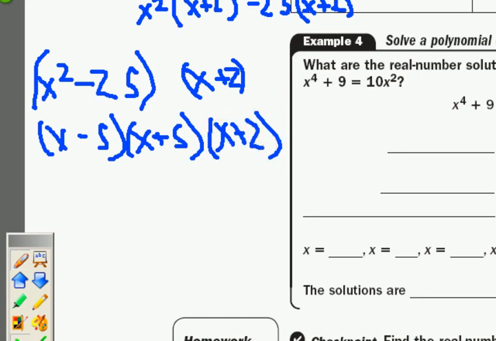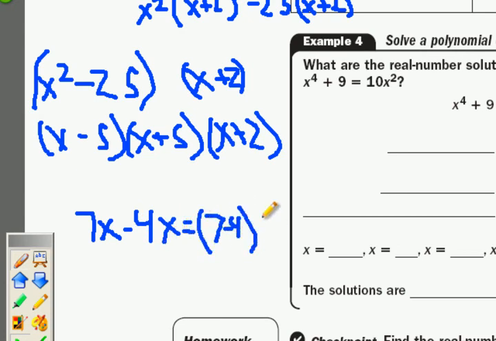What they're doing here is no different than if they were to say 7x minus 4x is the same as 7 minus 4 times x. It's that same concept that they're trying to show you.